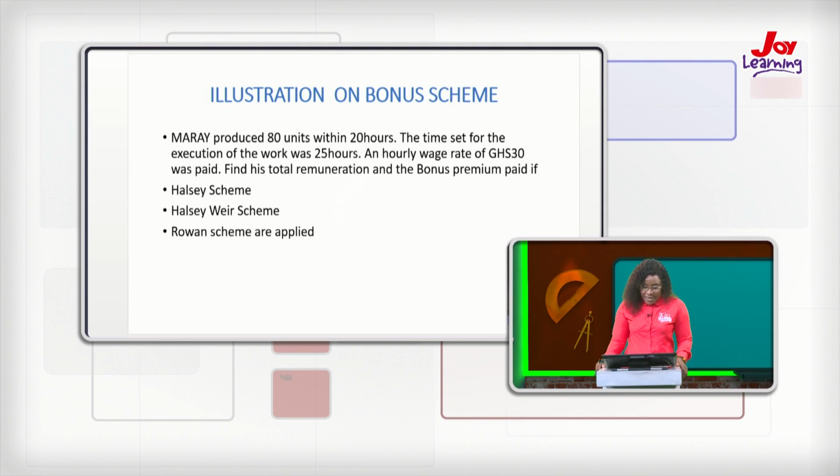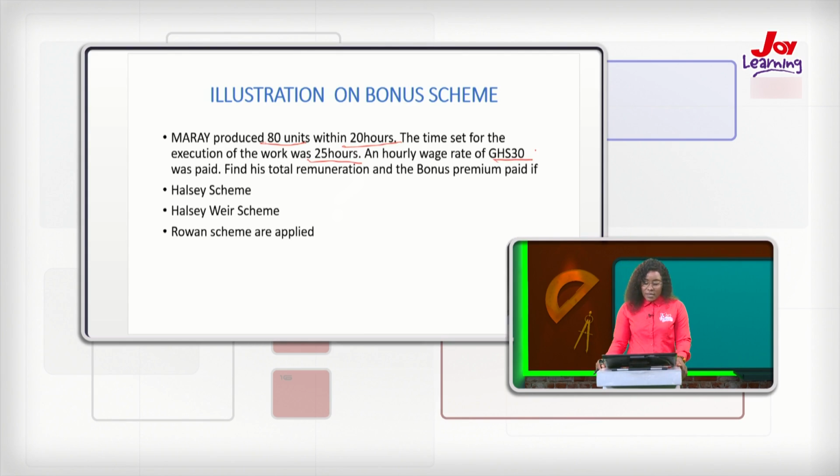Mare produced 80 units within 20 hours. The time set for the execution of the work was 25 hours. So, 80 units within 20 hours, and the time set was 25 hours. An hourly wage rate of 30 cedis was paid.